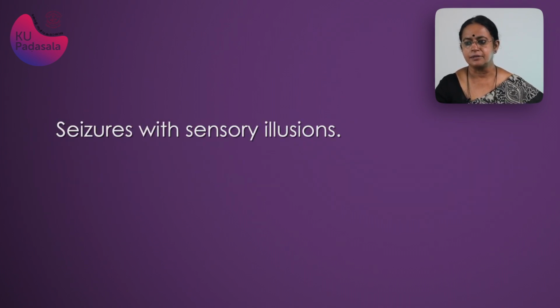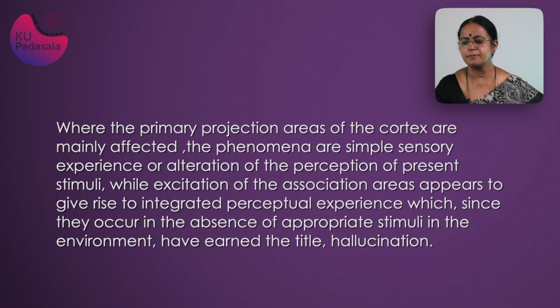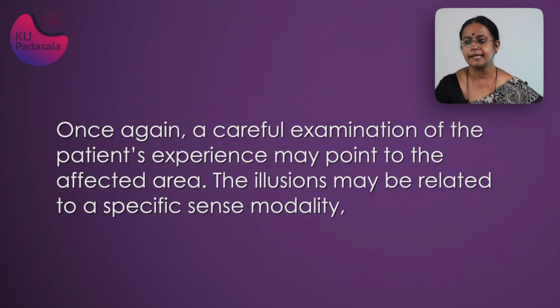Another type of seizure are those with sensory illusions. The nature of these seizures varies with the region of the cortex which is the site of the discharge. Where the primary projection area of the cortex is involved, the phenomena are simple sensory experience, where there is alteration of the perception of present stimuli, while in cases where the association areas are involved, it gives rise to what is known as integrated perceptual experience, which, since they occur in the absence of appropriate stimuli in the environment, have earned the title hallucination. Once again, a careful examination of the patient's experience may point to the affected area.